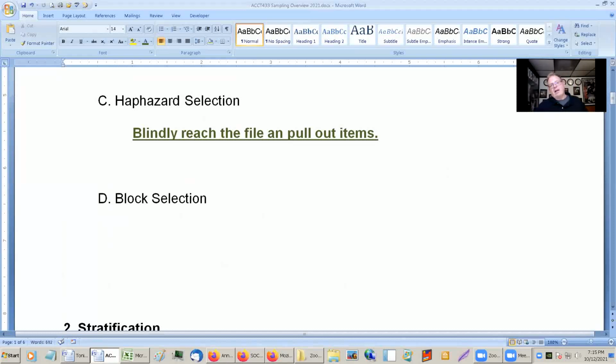But okay, block sample. This is probably the worst one. And a block sample is when you take an entire block.